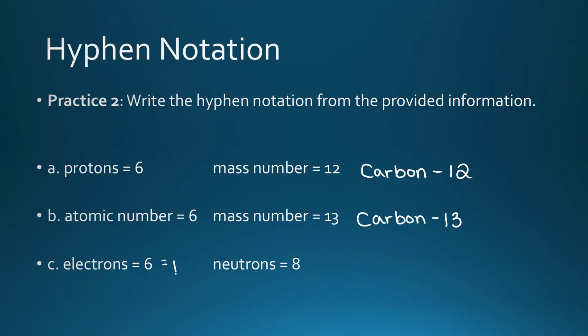That tells us that this is also the protons, and that means, again, that is our atomic number. So yet again, we have carbon, hyphen its mass number. Mass number wasn't given to us here, but if we add up protons, being 6 protons, to the 8 neutrons, we get carbon-14. So these are the hyphen notations for those 3 Bohr models that we broke down in the top part of the notes. So it's that same information, again, just different ways of representing it.